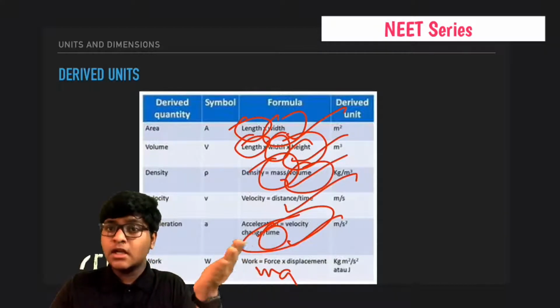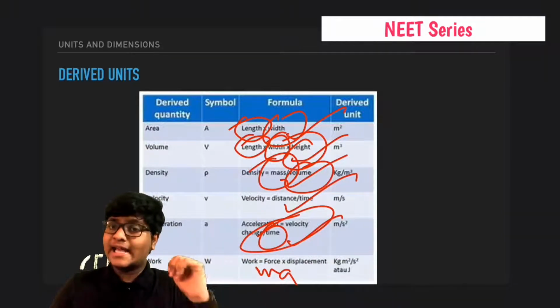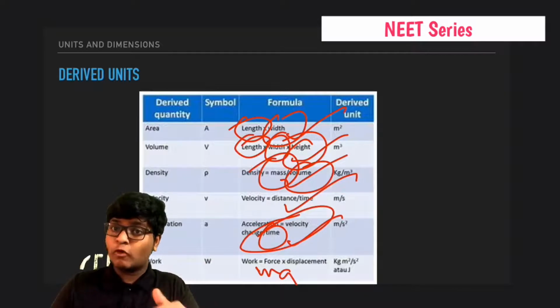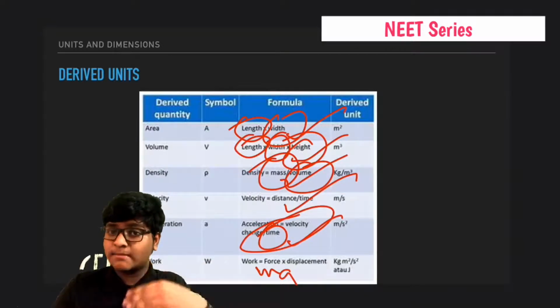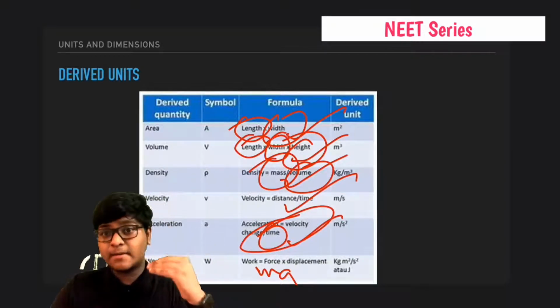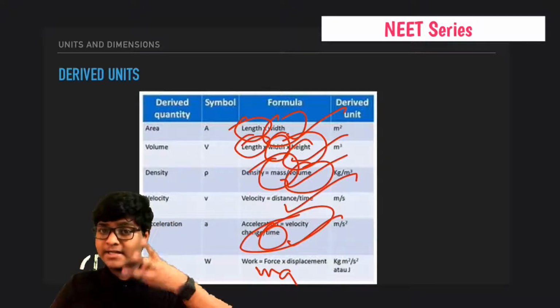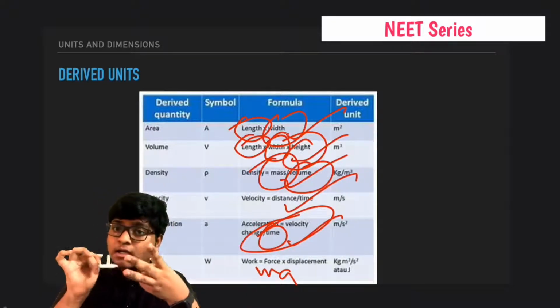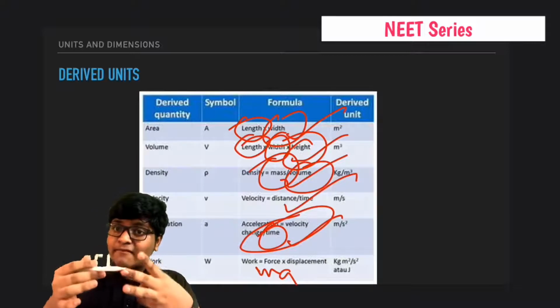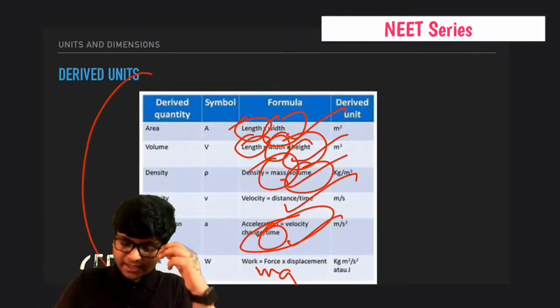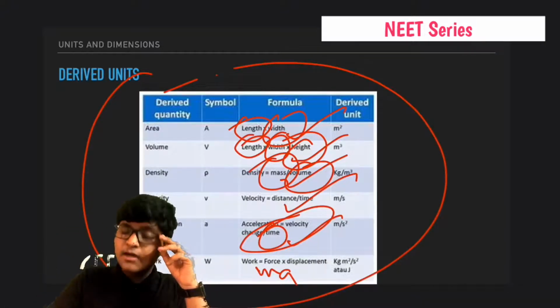Mass is a fundamental quantity. Acceleration is a derived quantity. What is acceleration? Velocity by time. Velocity is displacement by time. Displacement is length, so acceleration is length by time by time. So they are fundamental quantities, and we have derived quantities from the fundamental quantities.